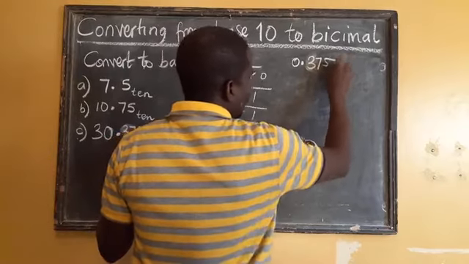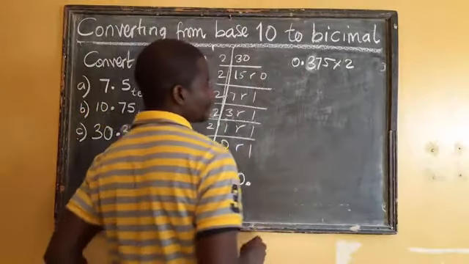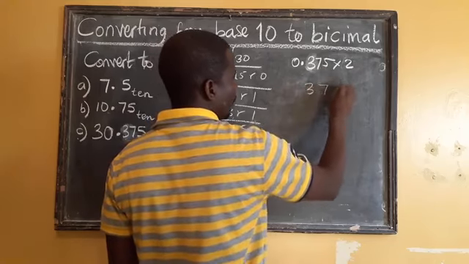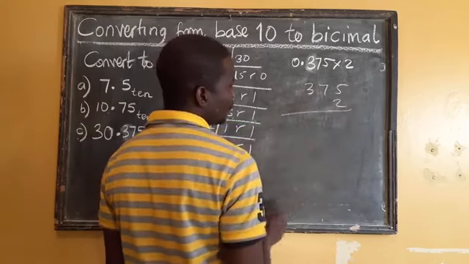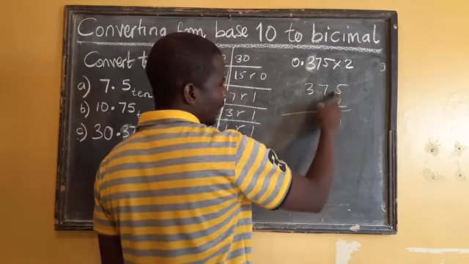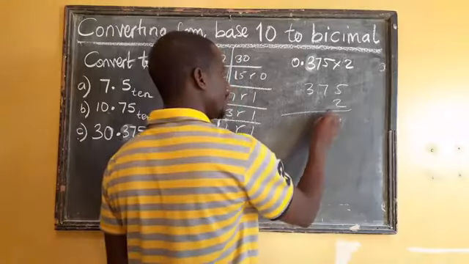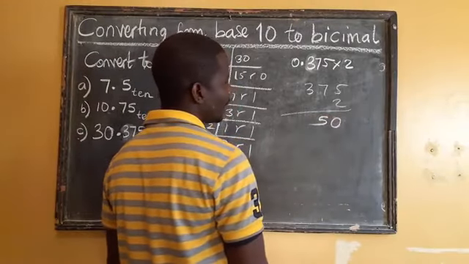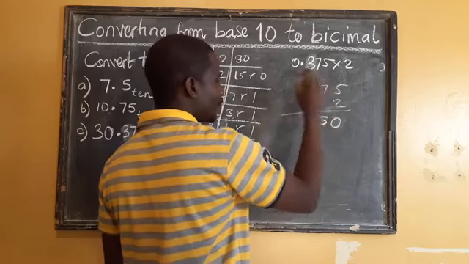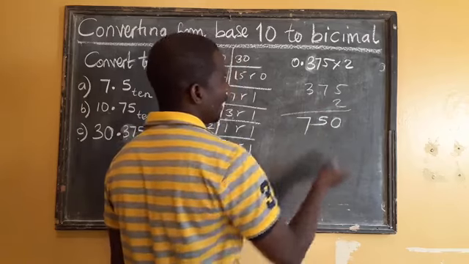0.375. We multiply this by 2. What are we going to get? When you multiply this by 2, this is going to give us 0. We'll get 10, then we write 0. This will be 14, plus that one, we get 5. Take note of that. This will give us 7. This will give us 6 plus that one. That's what we are going to get.